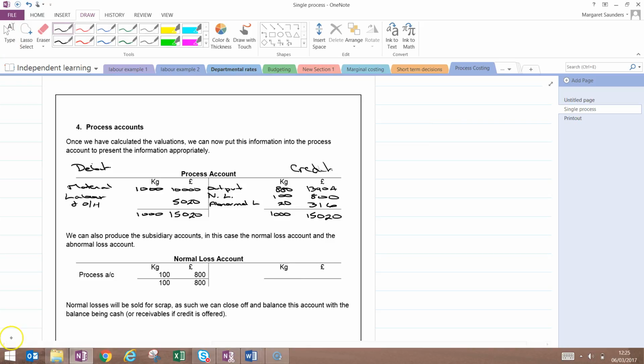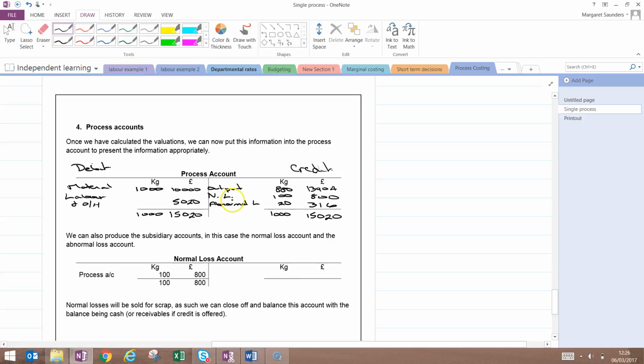What you will know is that the process account is a T account, and as such there should be double entry. So every entry that is in the process account, there will be a corresponding entry in another account. The only accounts that you need to worry about with regard to double entry is the losses. So if we look at the process account, on the credit side we have a normal loss. So we need to complete the double entry. So there needs to be a debit entry.